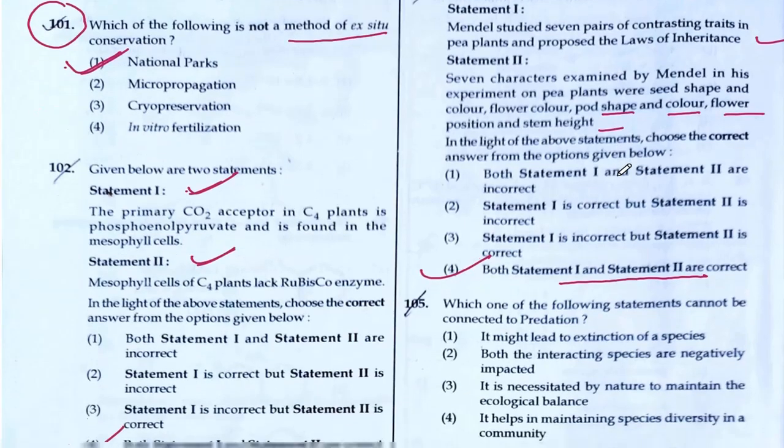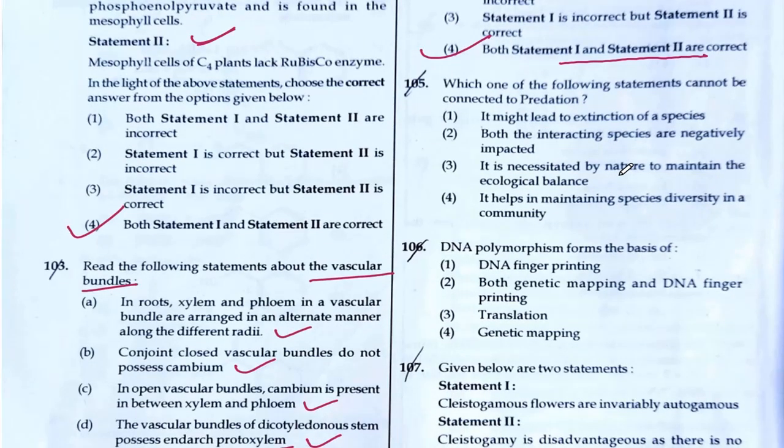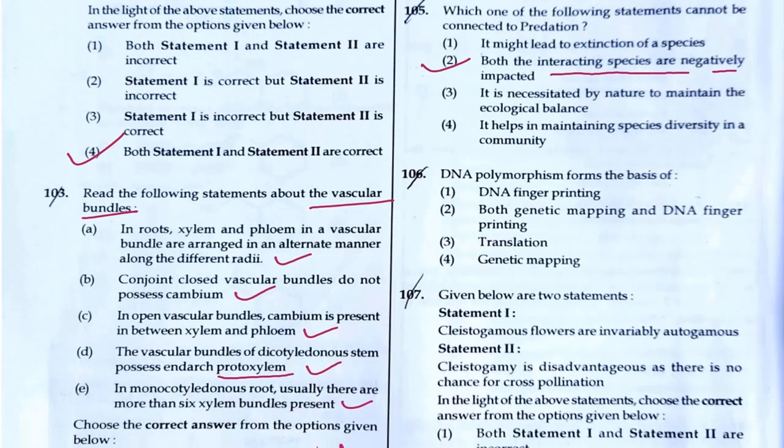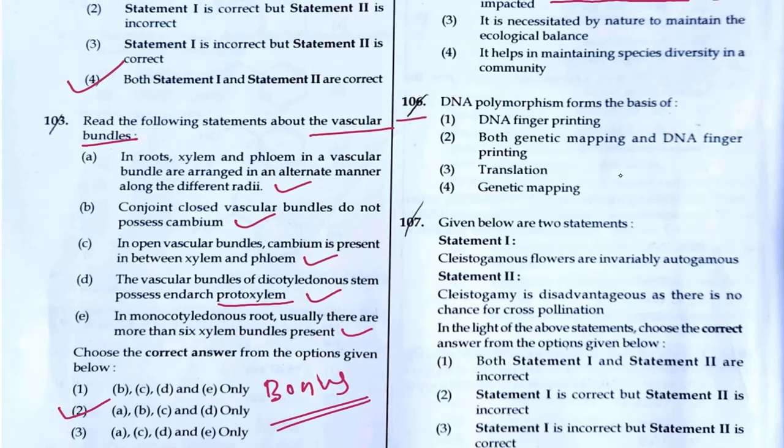Coming to question number 105. Which one of the following statements can't be connected to predation? Both interacting species negatively impact each other. This one will be the right answer. Coming to question number 106. DNA polymorphism forms the basis of what? Definitely both genetic mapping and DNA fingerprinting will be the correct one. So option 2 will be the correct one.